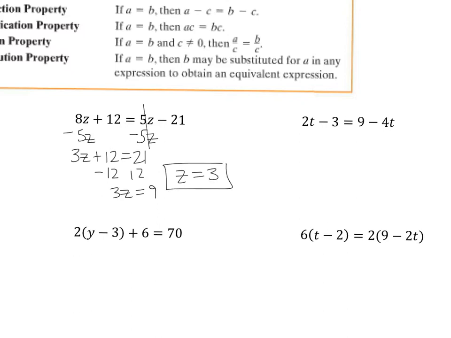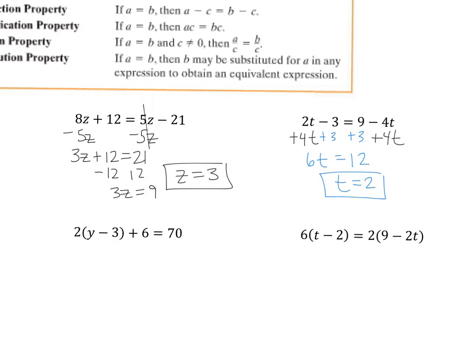And in this one I want to get the t's on each side, so I'm going to add 4t. And then I'm going to add 3. So it's going to be 6t equals 12, t equals 2 is my answer.